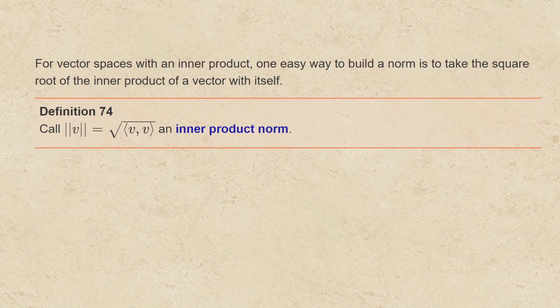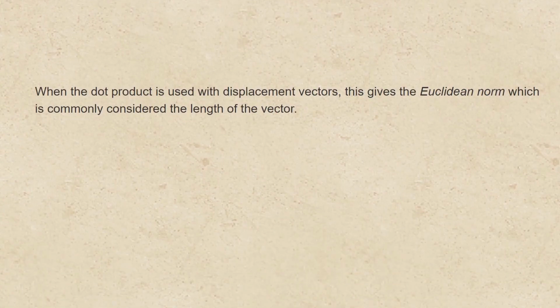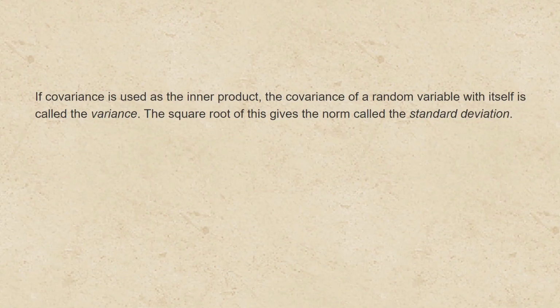Now for vector spaces with an inner product, one easy way to build a norm is to take the square root of the inner product of a vector with itself. So we call the norm of v, that's the square root of the inner product of v with v, an inner product norm. When the dot product is used with displacement vectors, this gives the Euclidean norm, which is commonly considered the length of the vector. If covariance is used as the inner product, the covariance of a random variable with itself is called the variance. The square root of the variance then gives the norm called the standard deviation.